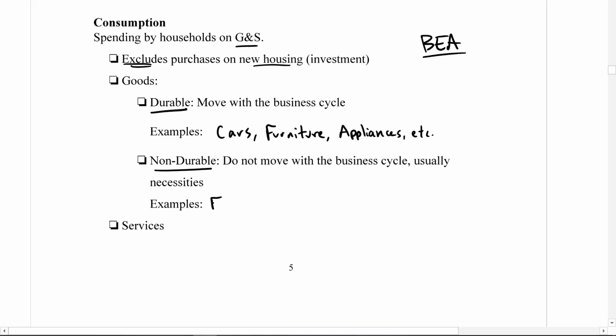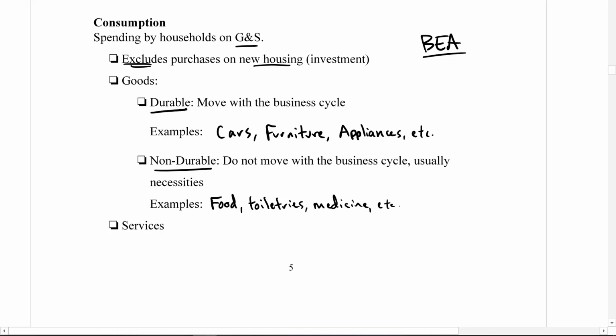So certainly something like food, toiletries, medicine, and let's just put etc. But if you need, for example, medicine for something, and that's something you truly need, it doesn't matter whether the economy is doing well or doing poorly, that consumption is going to be pretty smooth throughout the entire business cycle. Same with food, toilet paper, things like that. So non-durable items do not move with the business cycle, and again, usually these are necessities.